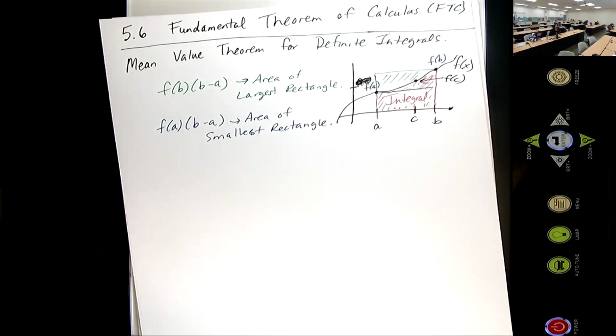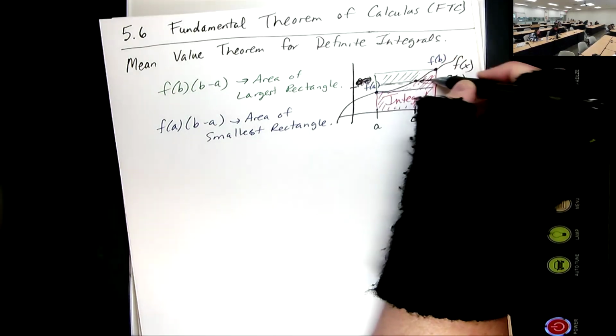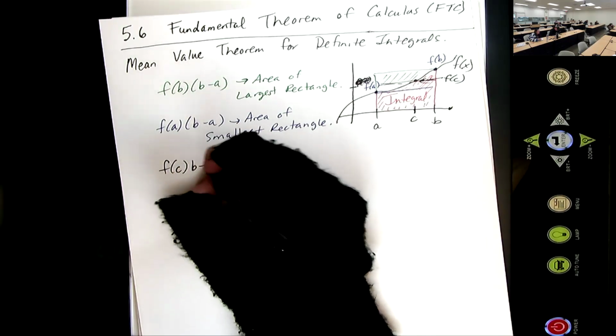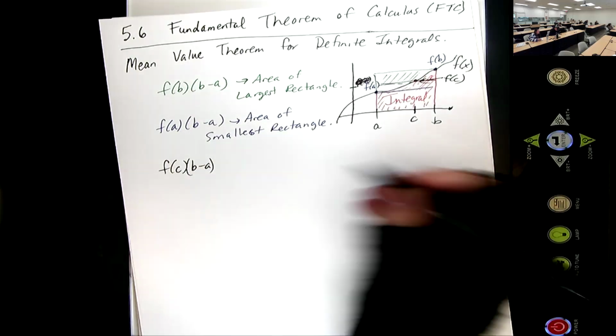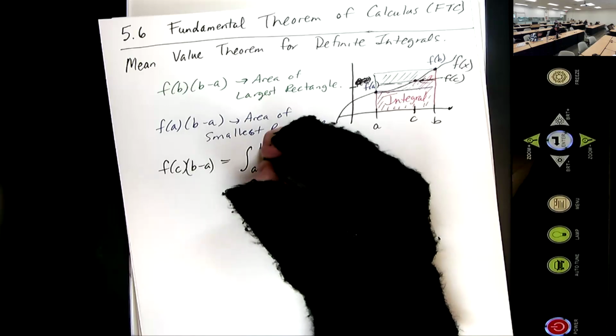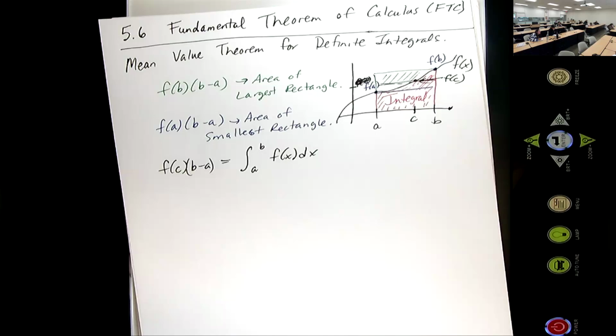If I did the rectangle right there, f of C times b minus a has to equal the area of the overall integral. And I don't know where that value is. But it's reasonable to think that there is a rectangle that has the same area as the messed up shape. Does that make sense? Does that seem reasonable?